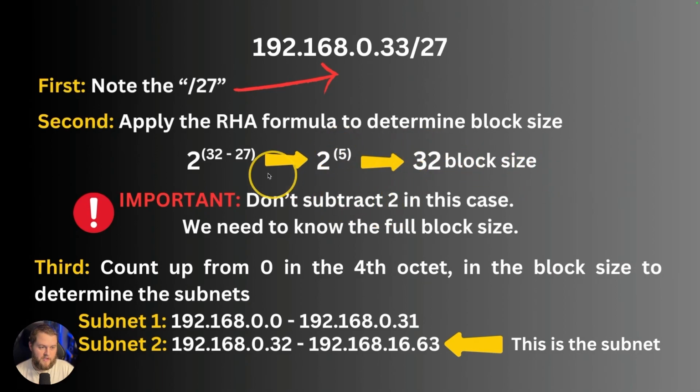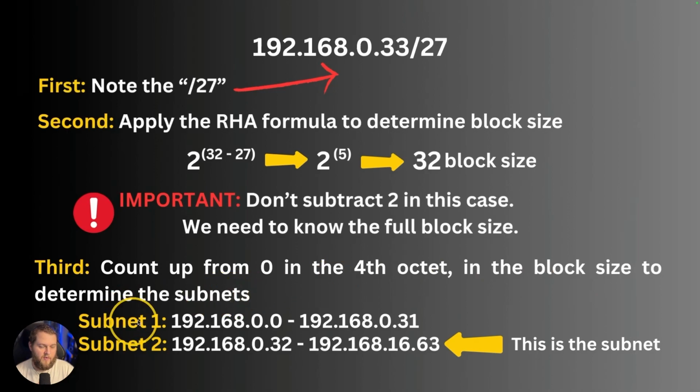And we don't subtract 2 like we did in the last slide. We need to know the full block size in order to know where our subnet exists. The third step would be to count up from 0 in the 4th octet in the block size to determine the subnets.